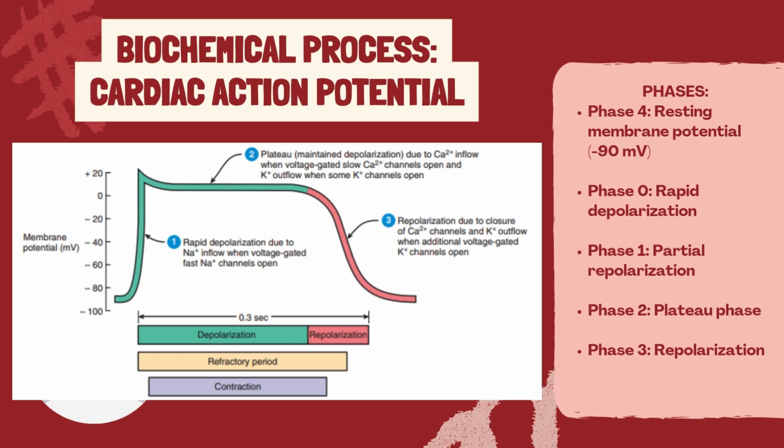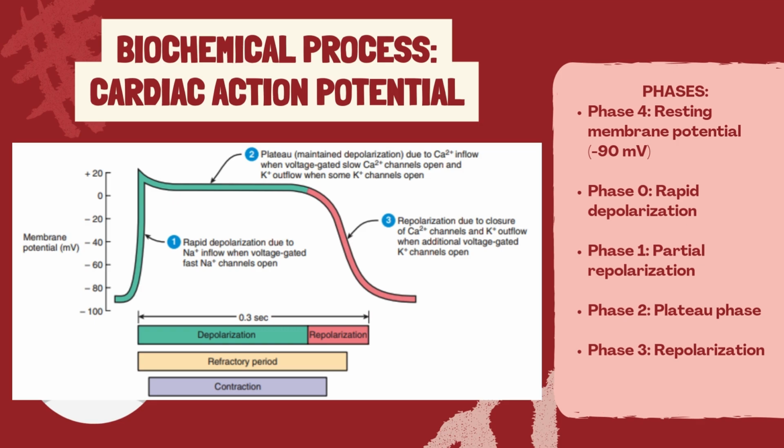Next, the plateau phase occurs, where calcium channels open allowing calcium to enter the cell, while some potassium channels remain open to let potassium exit. This will maintain the membrane potential at a steady level, allowing the heart muscle to sustain contraction.